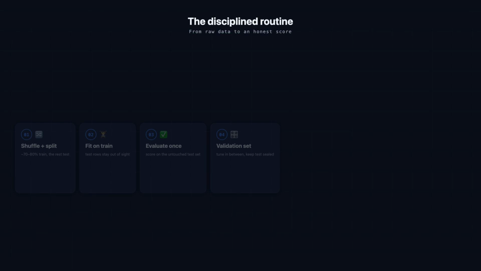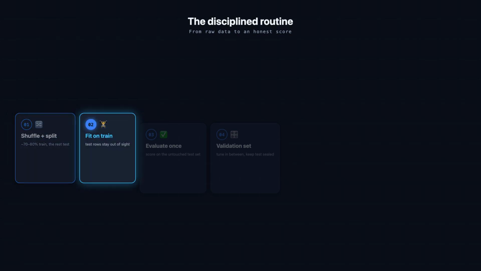So how does this actually work in practice? It comes down to a short, disciplined routine. You start by shuffling your data and slicing it into two parts. Typically 70 or 80% goes into the training set, and whatever is left, the other 20 or 30%, becomes the test set. The shuffle matters because you want each side to be a fair, representative sample of the whole.